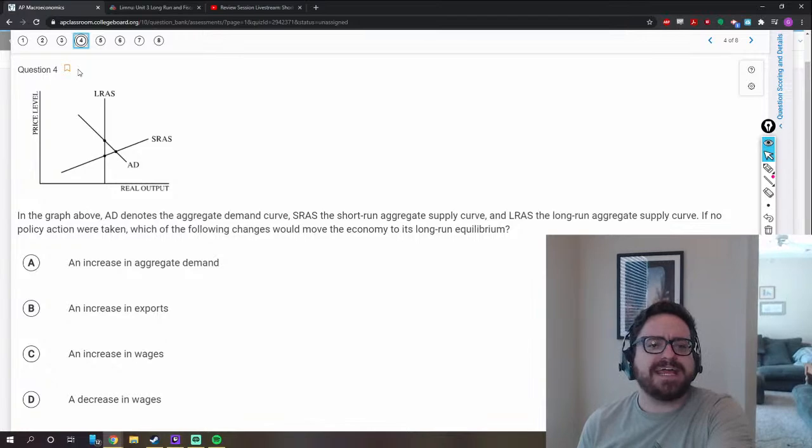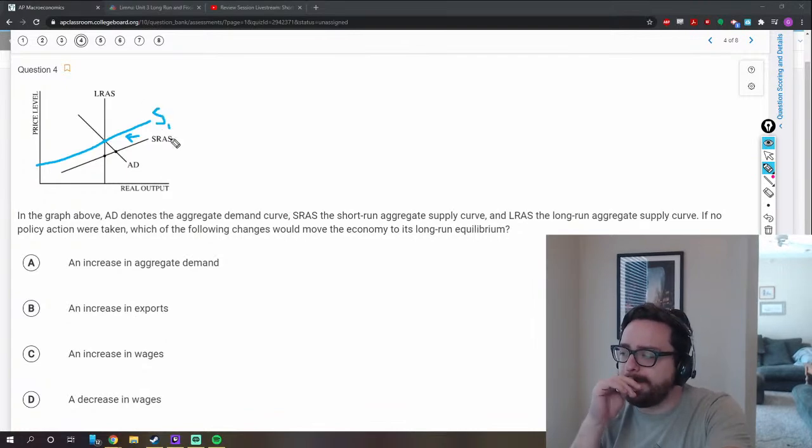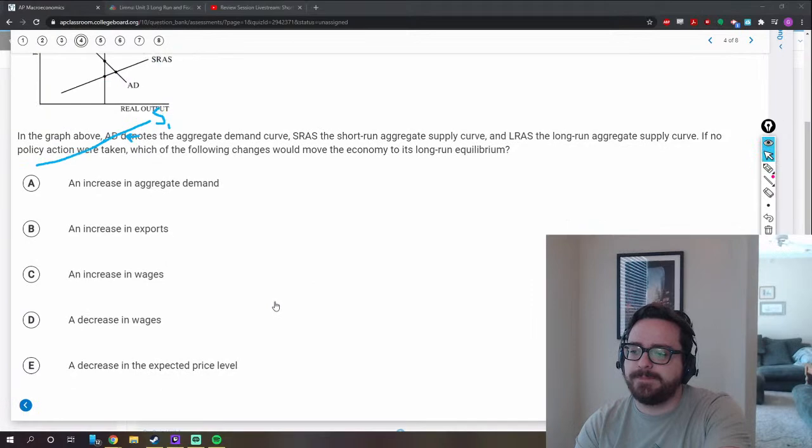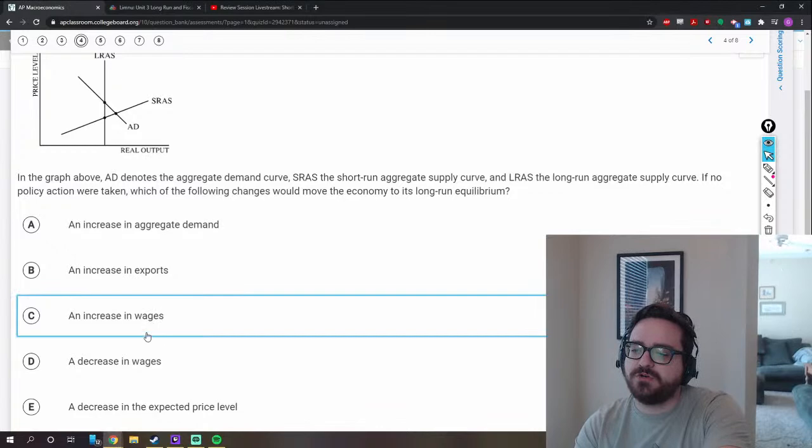All right. In the graph above, AD denotes the aggregate demand curve, SRAS the short-run aggregate supply, LRAS the long-run aggregate supply. If no policy actions were taken, which of the following would move the economy to its long-run equilibrium? So there are no policy actions taking place, meaning no government. So which line's got to go where? Once again, every time, aggregate supply will shift to the left. Now, none of these say that, which is annoying. But I mentioned, how do we get supply to change? Wages. There are two wages ones, increase or decrease in wages.